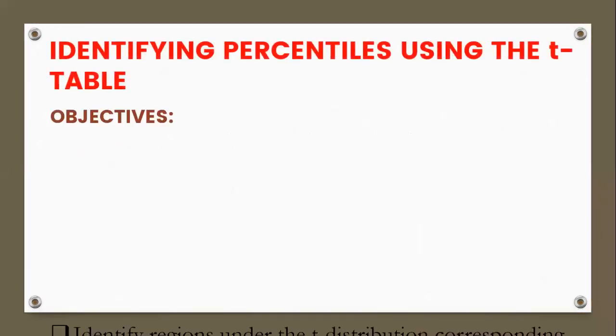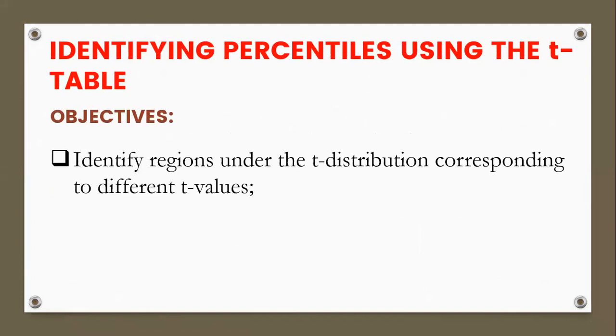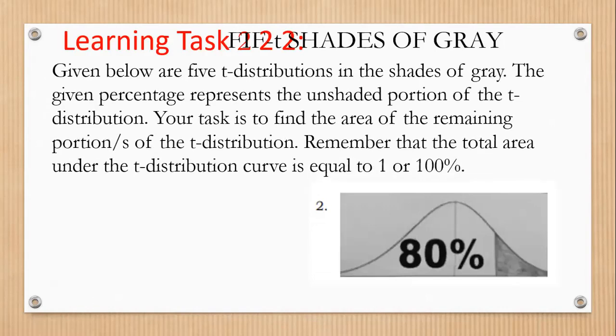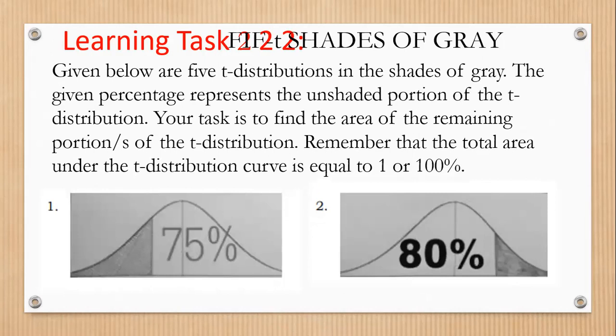Next module, identifying percentiles using the t-distribution. We have the activity 50 Shades of Gray. We will try to find the area of the shaded part. If this is 75%, of course, we all know that subtracting 75% from 100, we will get 25%. That is the shaded region. With number 2, of course, it's 20%. This is very elementary.